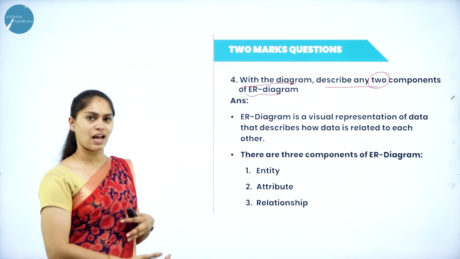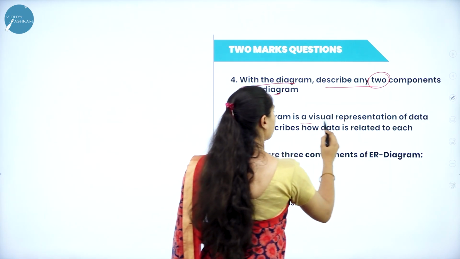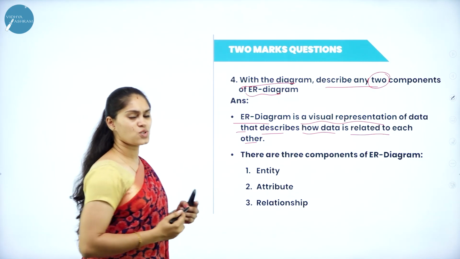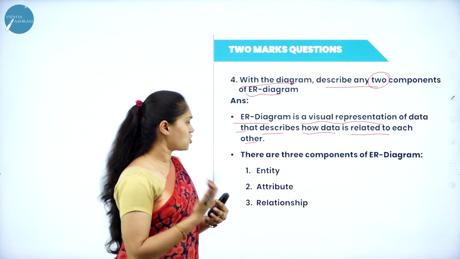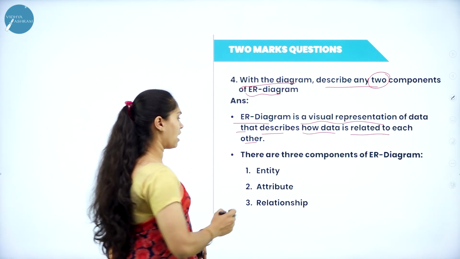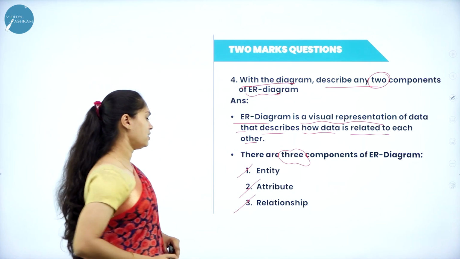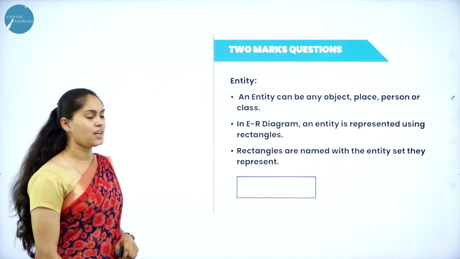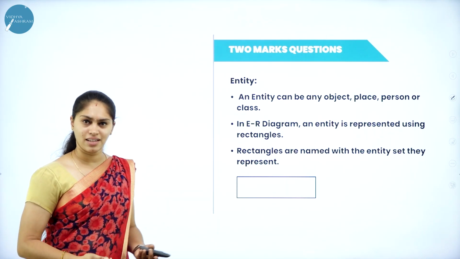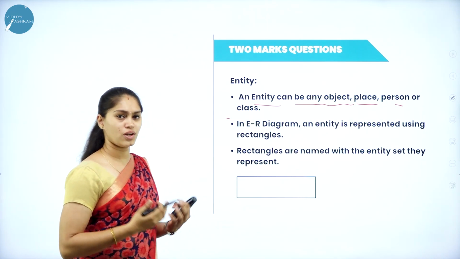Before going to that entity and attribute, I must know what an ER diagram is all about. An ER diagram is a visual representation of data that describes how data is related to each other. So it's just a visual representation of how one data is related to another data. And also we have three kinds of components in the ER diagram: entity, attribute and relationship. When it comes to the entity, that can be anything. For example, can I take this as an entity? Yes. Can I take a table as an entity? Yes. So an entity can be any object, place, even a person or a class. So it can be anything.